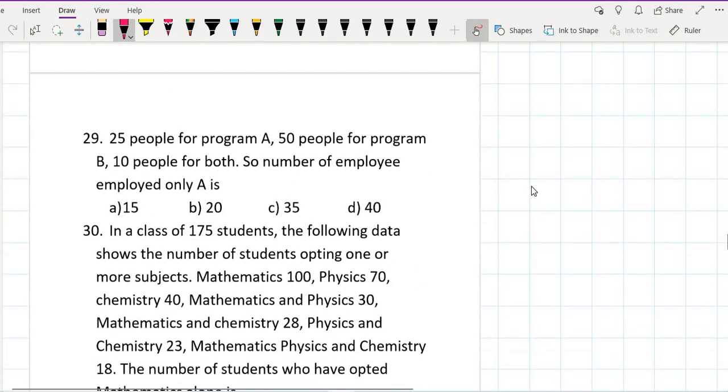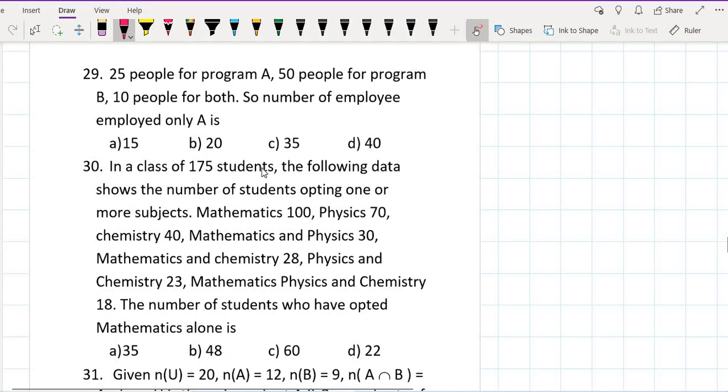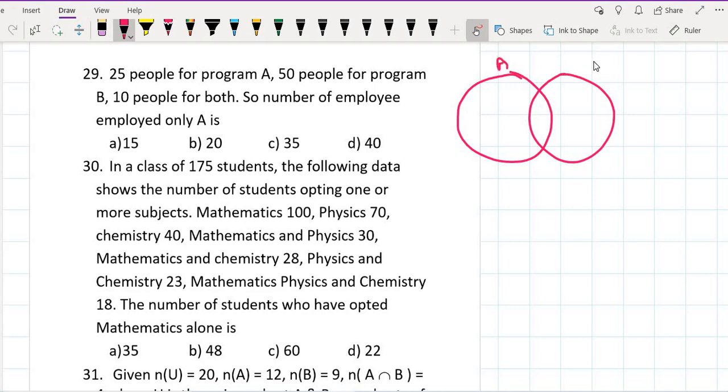Next one. Consider question number 29. 25 people for program A, 50 people for program B and 10 people for both. So, the number of employees only A. If you observe the statement, there are two programs, program A and B. First you have to fill up the common entry, that is for both, that is 10. Now n of A is given, for program A it is 25. You have written 10 already, so what is remaining over here? 15. n of B is given, that is 50. You have written 10 already, so it will be 40.